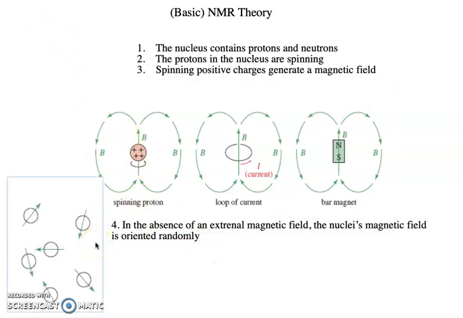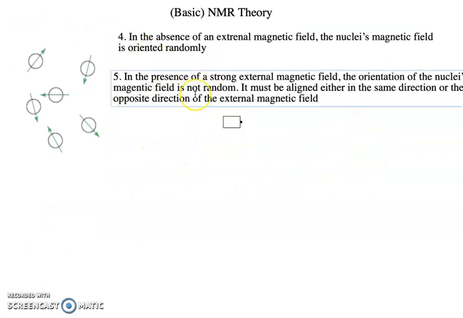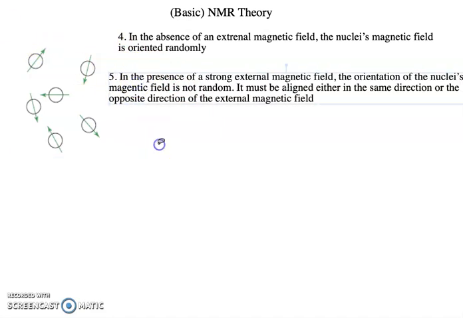So here is a depiction of that. I have my different nuclei, and the arrows indicate their magnetic field directions. Some are going up, some are going down, some are going to the side, some are going diagonal. In the absence of an external field, the orientation of these magnetic fields is random. However, in the presence of a strong external magnetic field, the magnetic field of the nucleus is not random. It must be aligned either in the same direction of this magnetic field or the opposite direction.